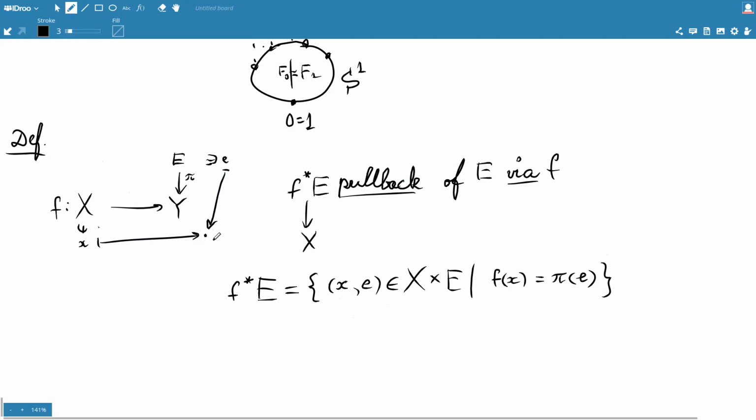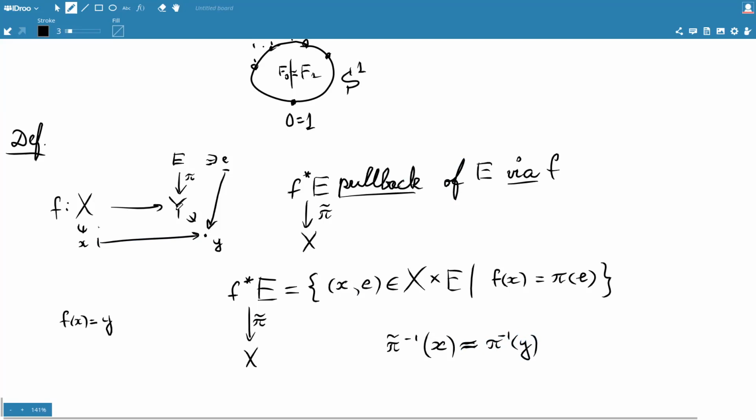Indeed, if you take a point Y in Y, and X maps to Y, so F of X is Y, then the fiber of this new projection, which I will denote by pi tilde, the fiber of pi tilde over the point X, so pi tilde to the minus 1 over X, is nothing but canonically isomorphic to the fiber of E over Y.